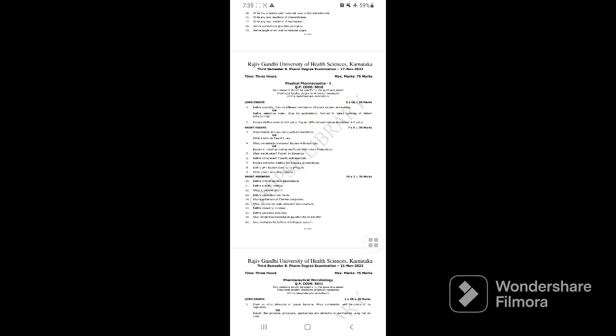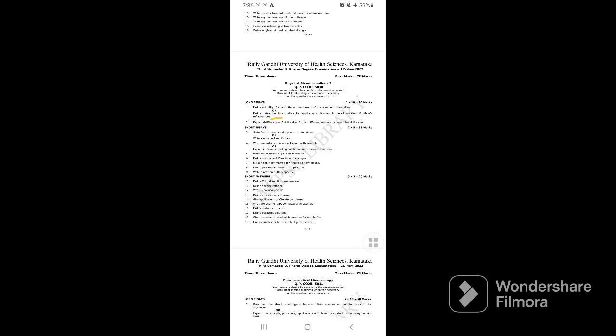Next one is define refractive index, give its applications, and discuss in detail the working of Abbe's refractometer. This is also very important. First you define what is refractive index, then you write some of the applications. Most students write just a two to three line definition. No, minimum half a page should be the definition. In the definition you can also write two applications, no problem. First you write how much you know about what is refractive index.